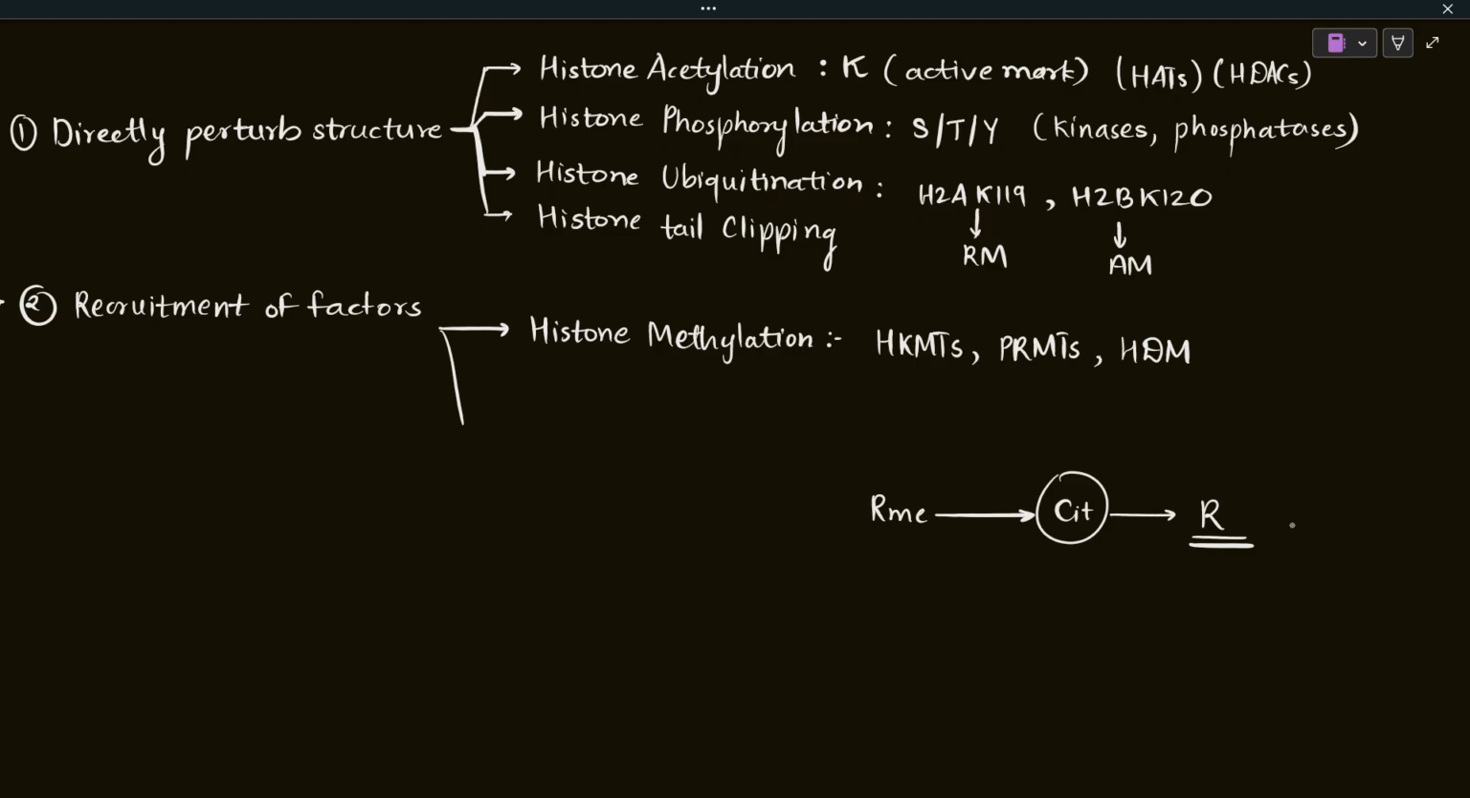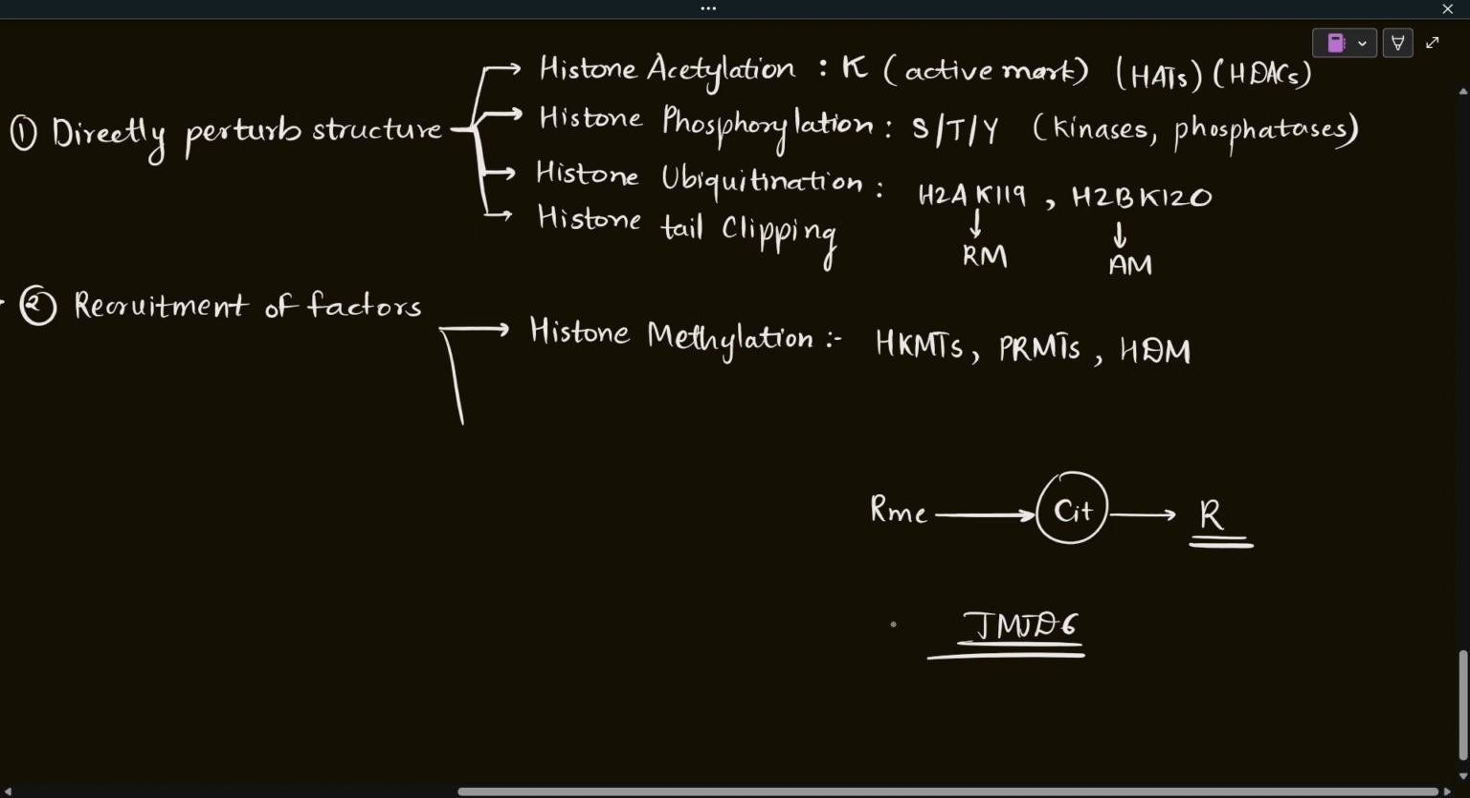It is a deaminase. But there was an enzyme known as JMJD6. The investigation is still to be done, but it was found to be doing the demethylation of arginine, though this is yet to be investigated. So these are the different enzymes that do the histone methylation.